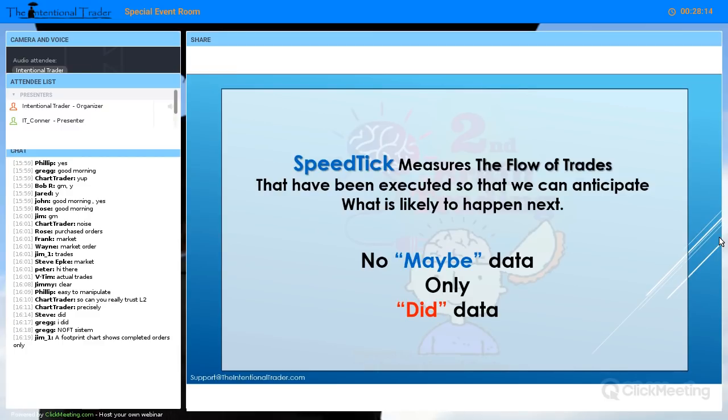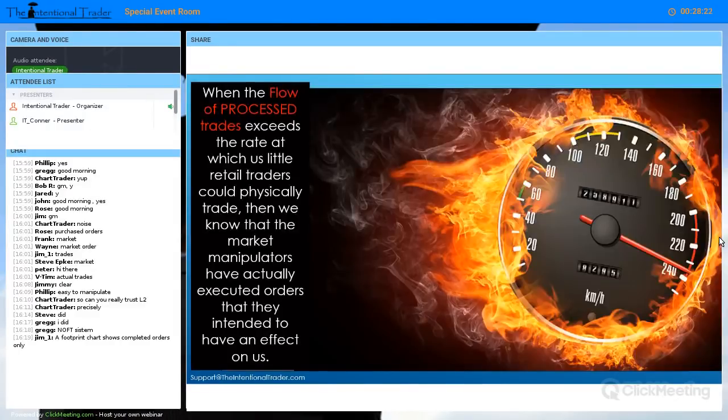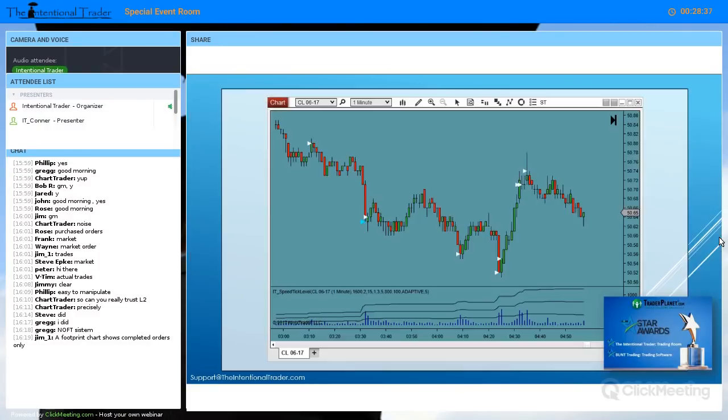So we can make our trades based on what did happen rather than what might happen. All right. So when the flow of processed trades exceeds the rate at which us little retail traders could physically trade, then we know that they've been at it. Okay. And that what they're doing, they intend to have an effect on us.